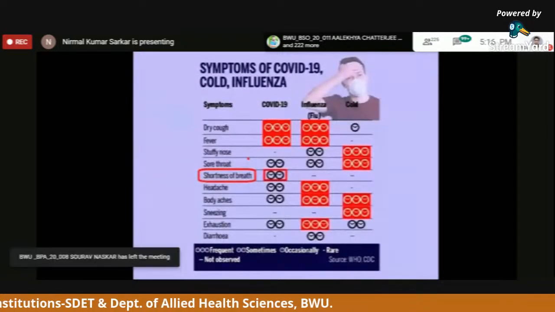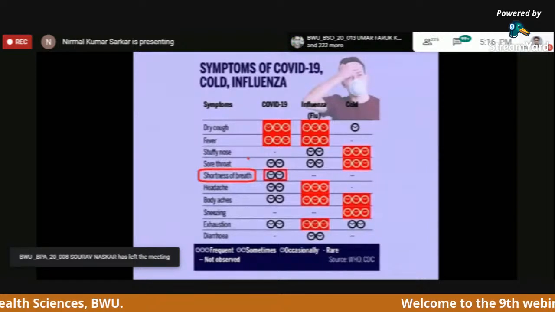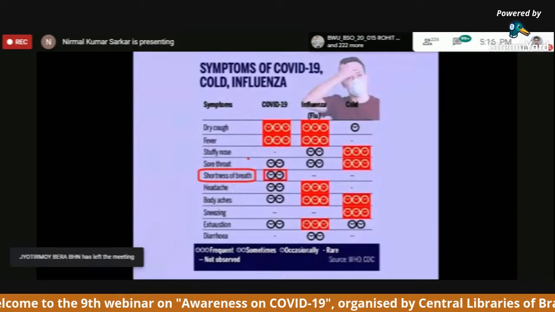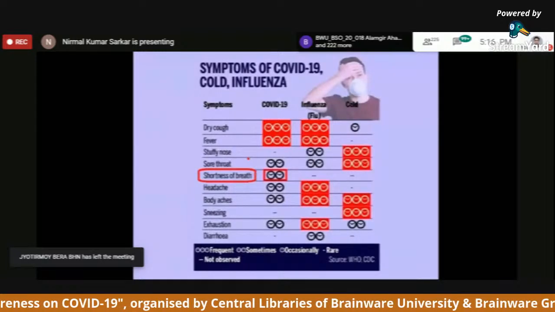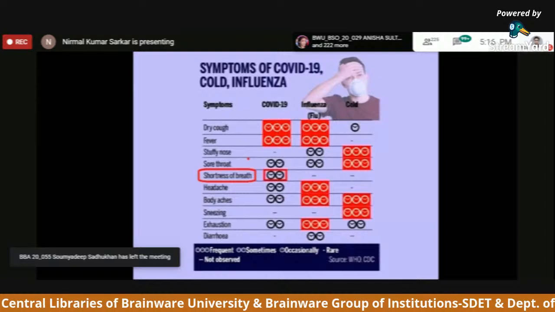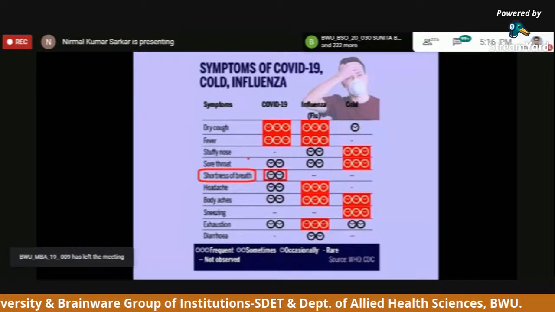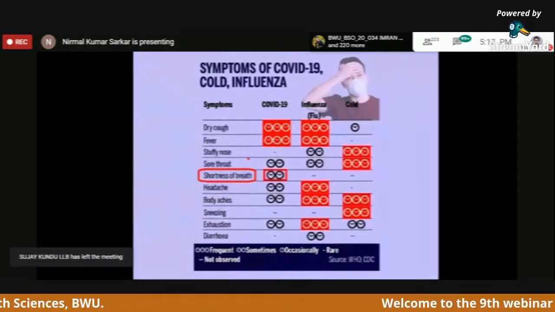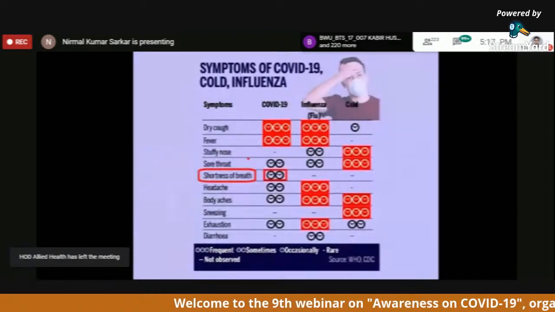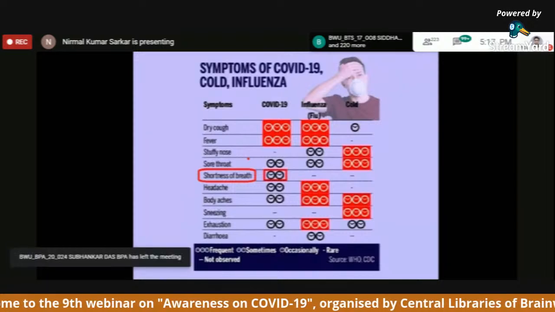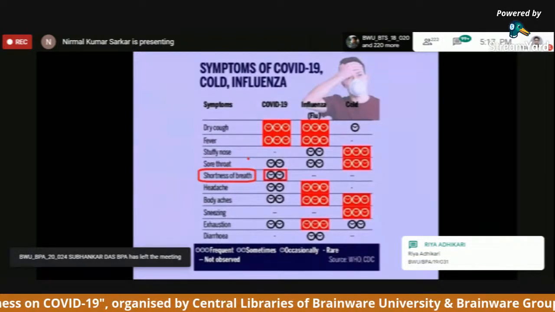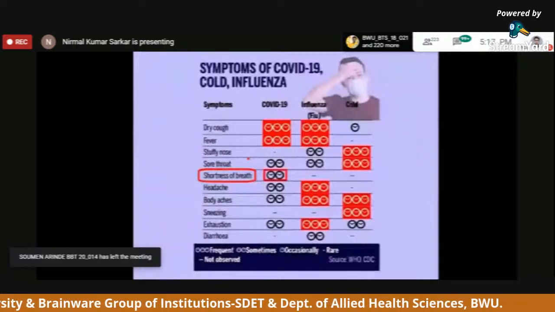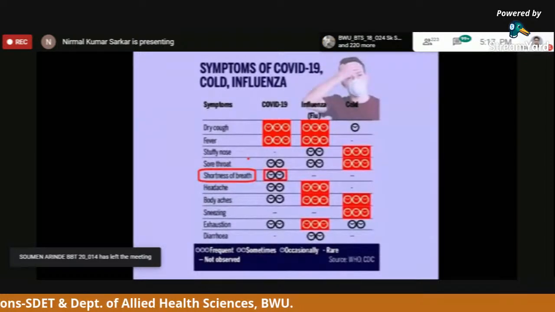Now, how to distinguish between COVID-19 and influenza and common cold? Remember, shortness of breath is a cardinal sign of COVID-19, but breathing difficulty is not found in influenza and common cold. Number two, stuffy nose or blocked nose, and sneezing, or rather with and without sneezing, are two cardinal symptoms of common cold. These are not found in COVID-19. And body ache, headache, and exhaustion are much more severe in case of influenza or flu as compared to those in COVID-19.